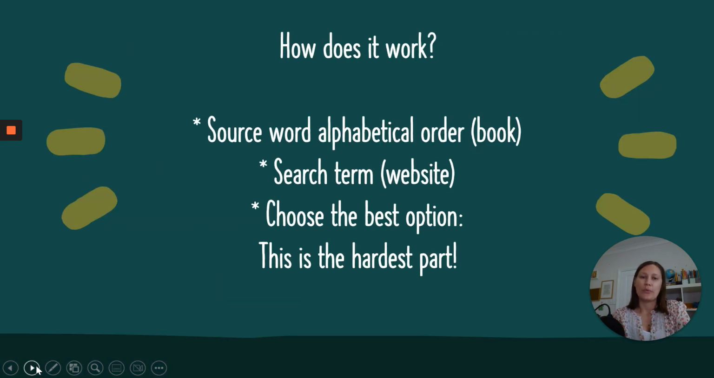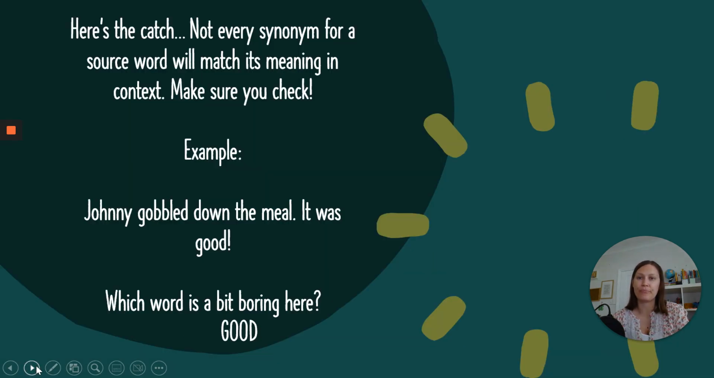So how does a thesaurus work? Well, just like in a normal dictionary, you look up your source word in alphabetical order. On your website, you just look up the search term, and then from the list of options that you're provided with, you choose the one that you'd like to use. It sounds fairly simple, but that last step, choosing the right word, is by far the most complicated part of using a thesaurus. Let's take a look.